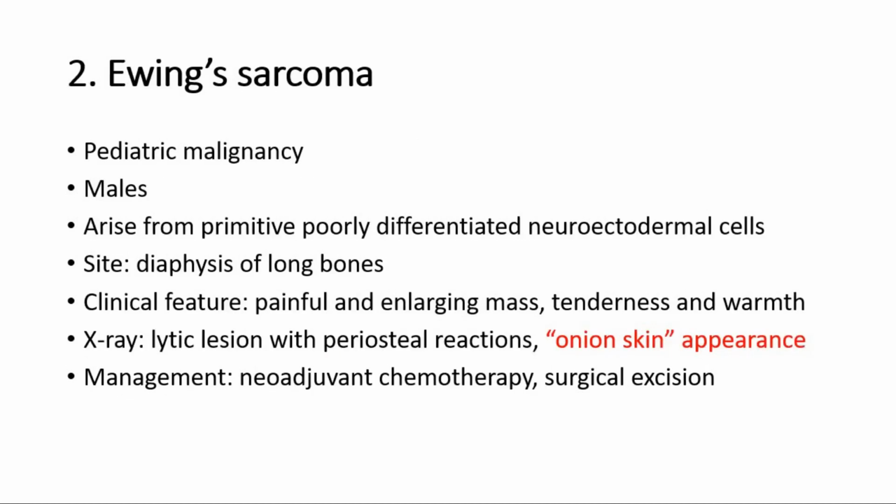Second, Ewing's sarcoma. It is a pediatric malignancy, most commonly seen in diaphysis of long bones. X-ray might show onion skin appearance, managed by neoadjuvant chemotherapy followed by surgical excision.